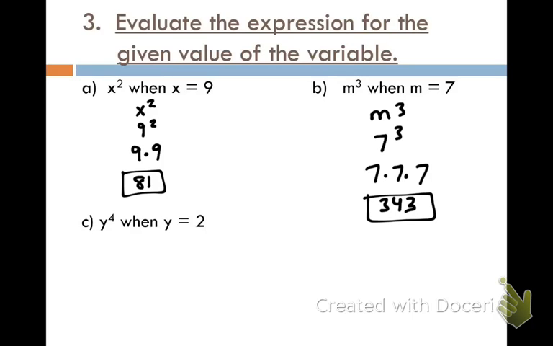Problem C says y to the fourth when y equals 2. Carlos, help me out. What should I do? Start off with y to the fourth power. What should I plug in for y? 2. So now I've got 2 to the fourth power, and what does that mean? Good job. Okay. And when you evaluate that, because remember you always go back, you've got to solve it. What is 2 to the fourth power? Very good job. 16 is 2 to the fourth power.